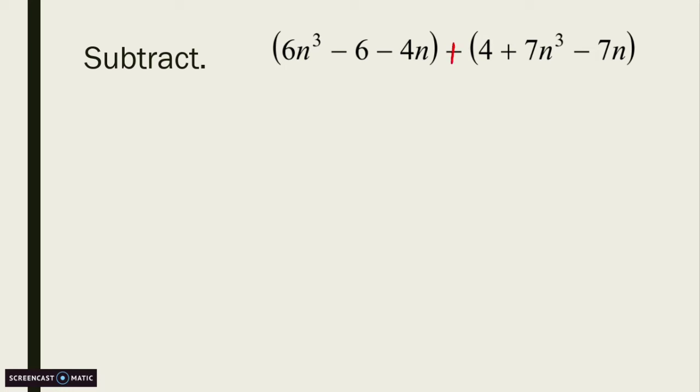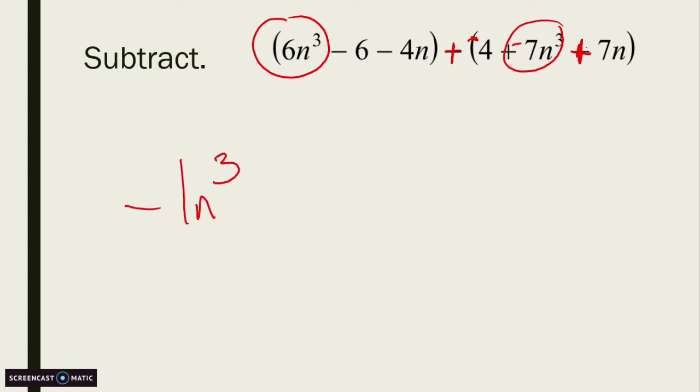Subtraction sign, add the opposite. Take the opposite of the entire polynomial that's being subtracted. Addition becomes subtraction. Subtraction becomes addition. Start with the highest exponent. Negative 1n to the third power. 7n minus 4n is 3n. Negative 6 minus 4 is negative 10.